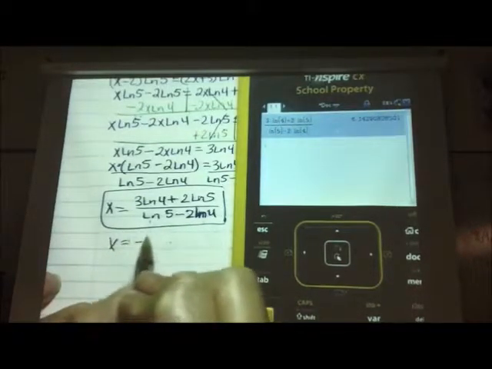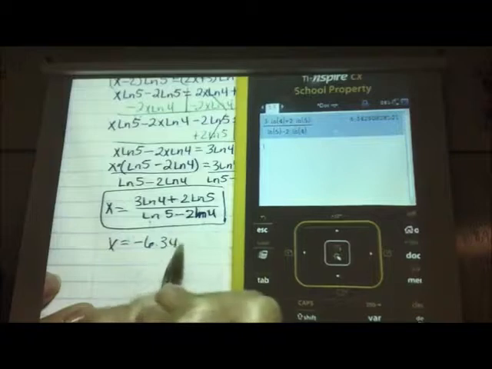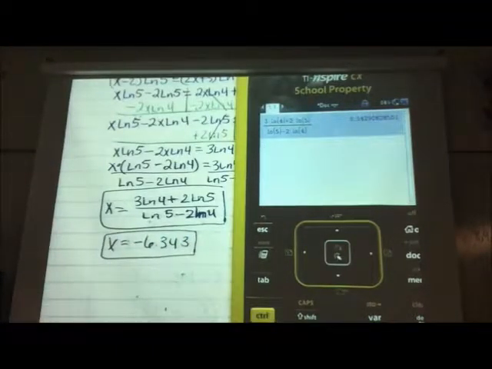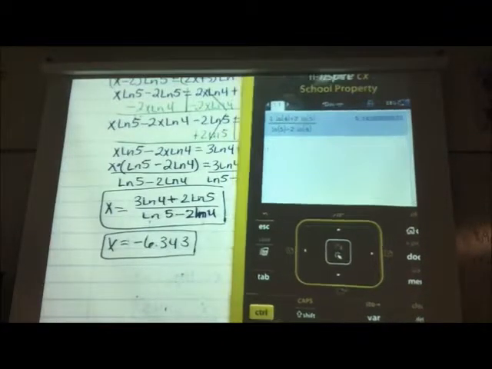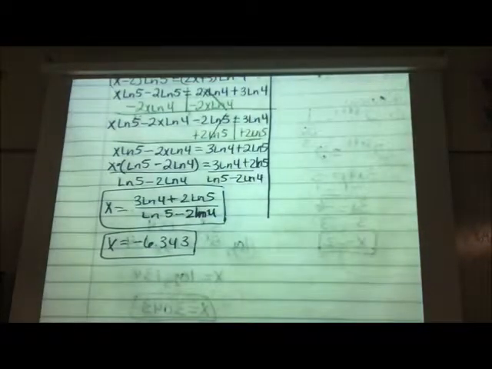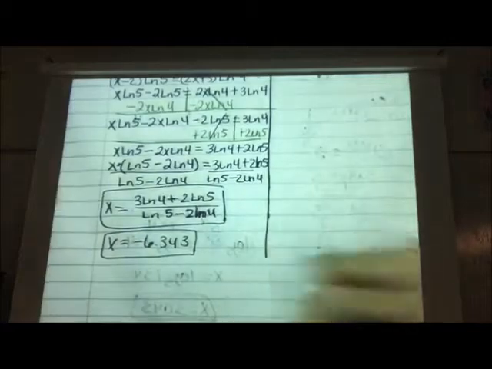X equals negative 6.343. Questions? So is it a lot of work? Yes. Do you think you could do that on your own? Yes. I think you can. You're like the little engine that could. No, I couldn't. Or that couldn't. Are you little Thomas or not?